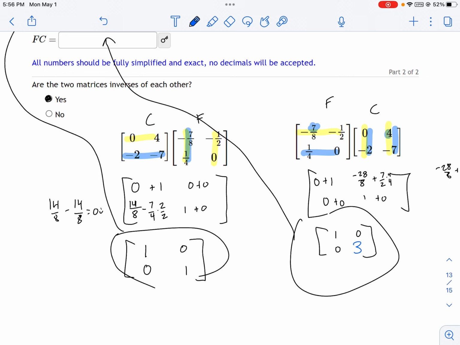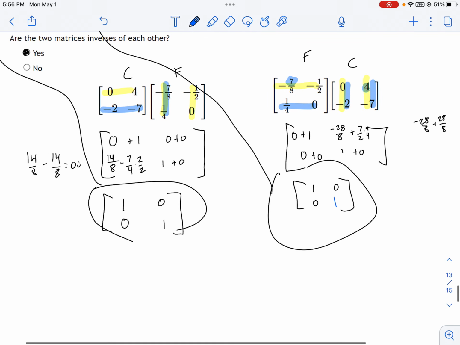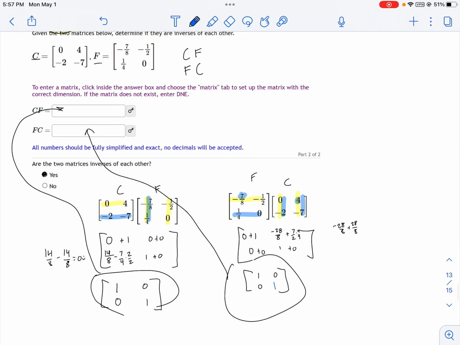If there's at least one number that's off, if it's not 0 or not 1 where it needs to be, it's not an inverse. So be very careful. If you get the identity matrix both directions, they are inverses. If there's at least one number off, and it doesn't matter which direction you multiply it, whether it's C times F or F times C, you automatically know that they are not inverses of each other. So be very careful as you're going through these, but it's just asking what's the product, and that's how you know whether they're inverses or not.